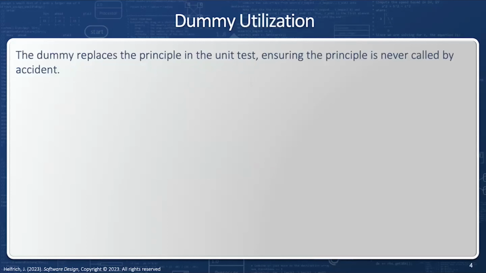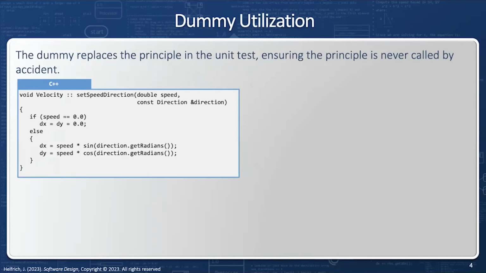this. So now I'd like to integrate my dummy into the application. First of all, I have the set speed direction, and this is the method under test. Now observe that if speed equals 0, I just set dx and dy to 0. Only if it's not equal 0 do I then use the direction.